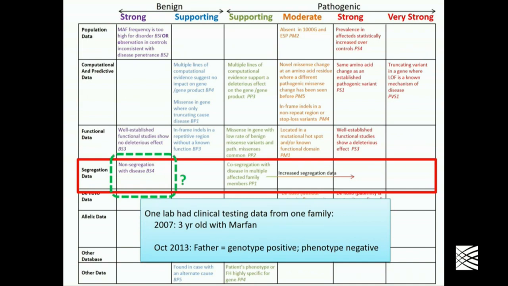So now the question of non-segregation with disease. In this case, with this particular variant, one lab had clinical testing data from a family. This was a 3-year-old with Marfan syndrome. And the father had tested positive for the genotype, but was phenotypically negative. So there are different types of non-segregation data.